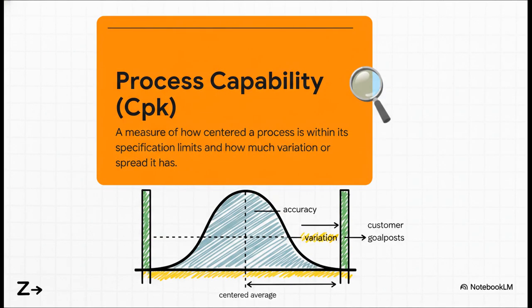And that brings us to process capability, or CPK. CPK is like a snapshot from a drone flying over your car on that highway. It's amazing because it shows you not only where you are on the road, your position relative to the center, but also how much you're swerving side to side. So it captures both your accuracy and your consistency in one single powerful number.